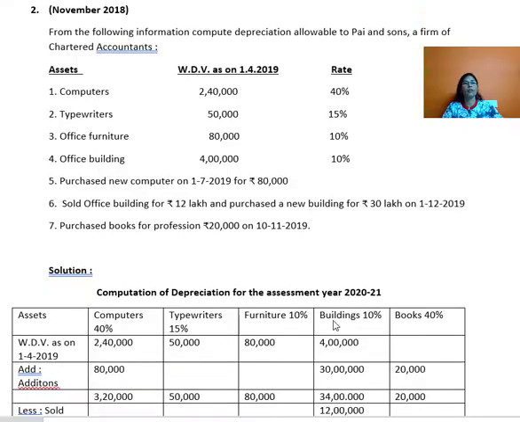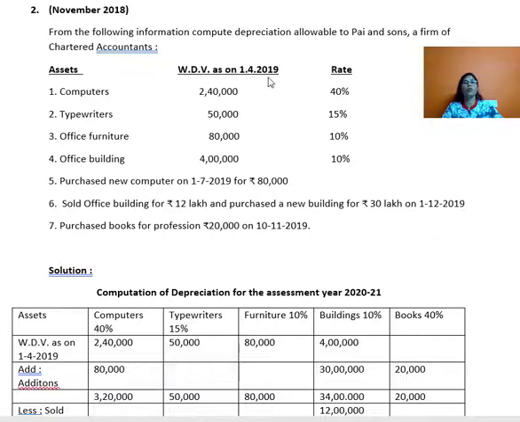Let us see the next problem. This came in November 2018. From the following information, compute depreciation allowable to Pai & Sons, a firm of chartered accountants. So though this question appeared in November 2018, we have changed the year of assessment and the previous year. So we shall apply our current assessment year and the previous year and we shall solve the problem.